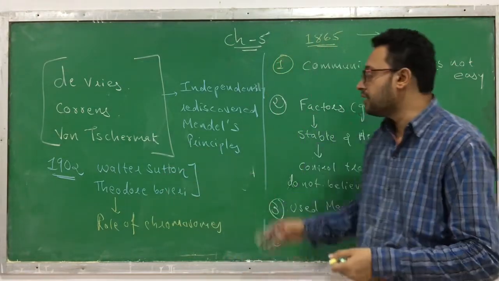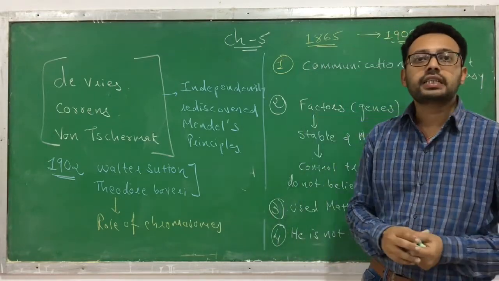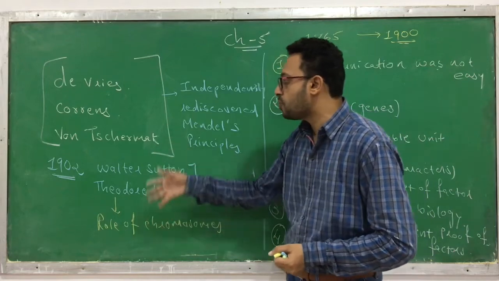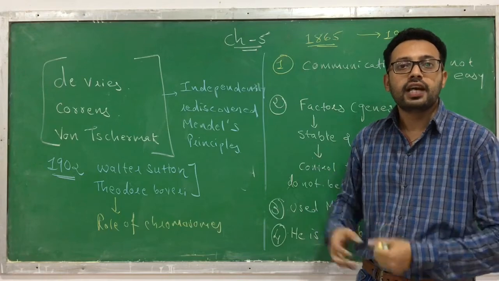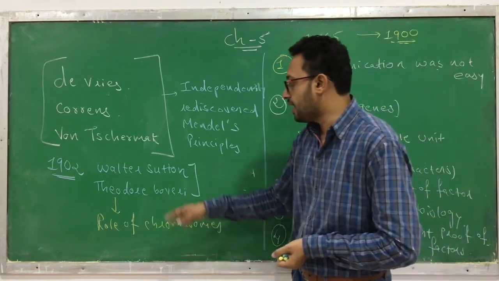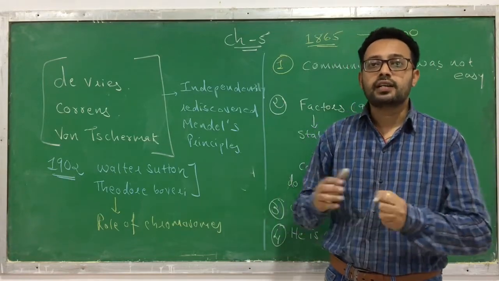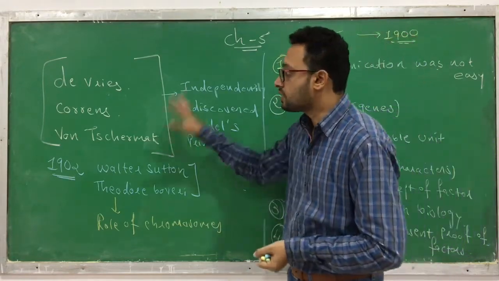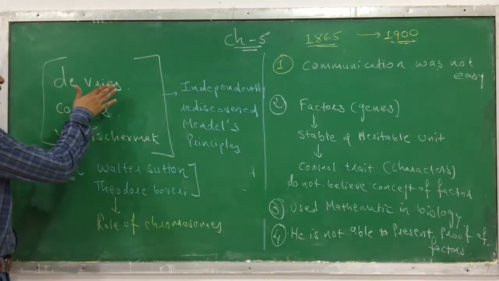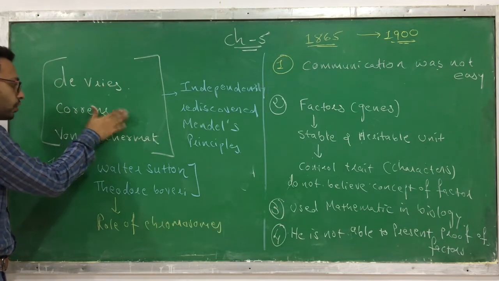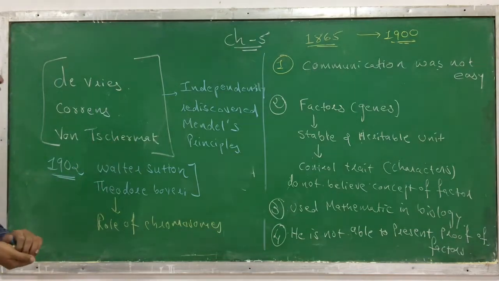Science had advanced during this period. We were able to discover the microscope, and due to the discovery of the microscope, chromosomes could be observed by the scientists Walter Sutton and Theodore Boveri. During the observations they found that the role of chromosomes and the role of genes are comparable. So this is the reason why this is an advancement that happens in science. So De Vries, Correns, and von Tschermak rediscovered Mendel's principles independently.